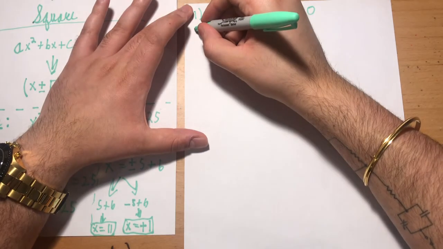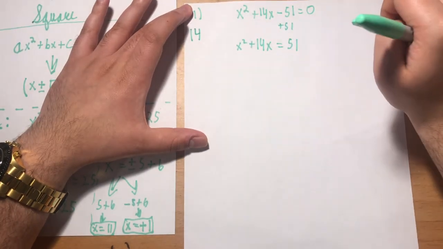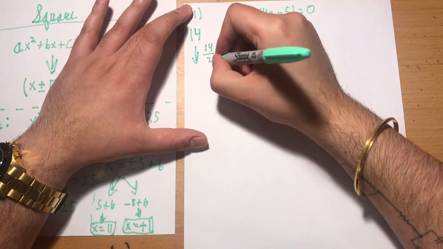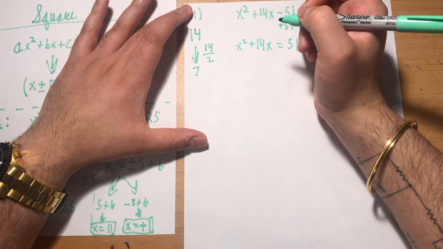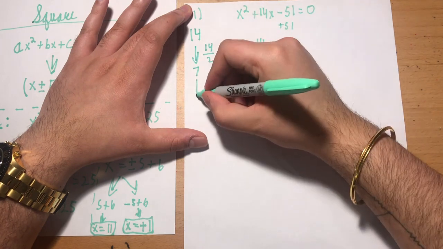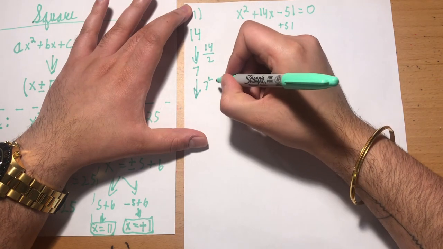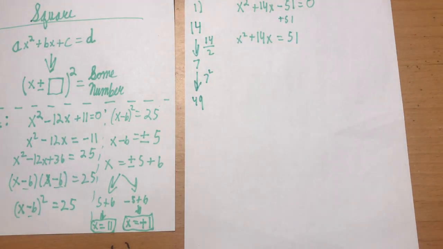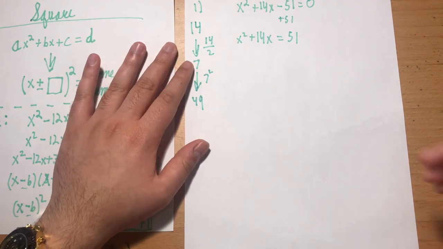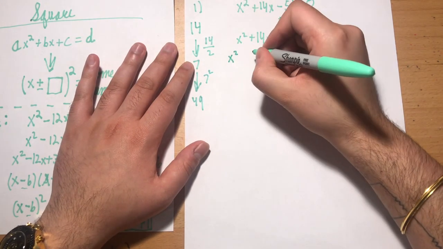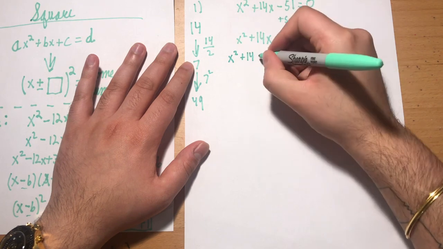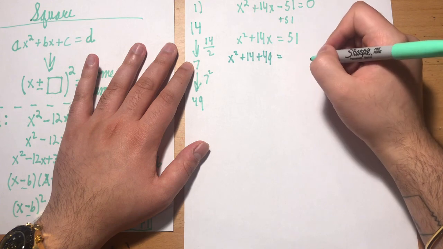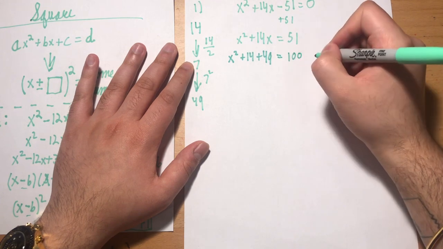To find that number, we take that middle term, which in this case is positive 14. We first divide it by 2. 14 divided by 2 equals 7. And next, we square it. 7 squared is 49. Okay? So 49 is what we're adding to both sides. So this becomes x squared plus 14x plus 49 equals, and then 51 plus 49 is 100.